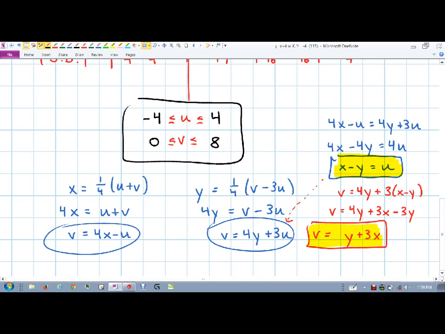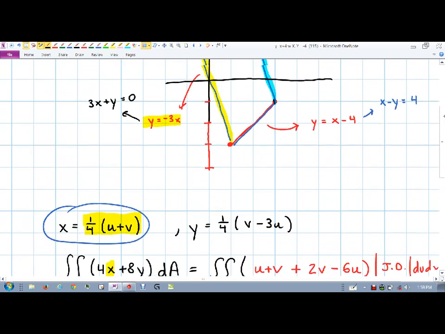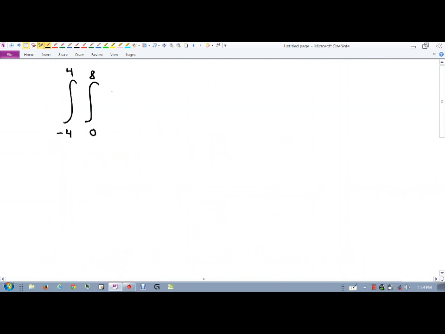So we're at the end of this. We've got a double integral. Will it matter which way I go here? It's a rectangle, so it doesn't matter. I go -4 to 4, and 0 to 8. What was on the inside? Did we ever simplify that? We never did, did we? What was that integral simplified? This right here: 3v minus 5u. Then we had the Jacobian determinant, which was a 1/4.